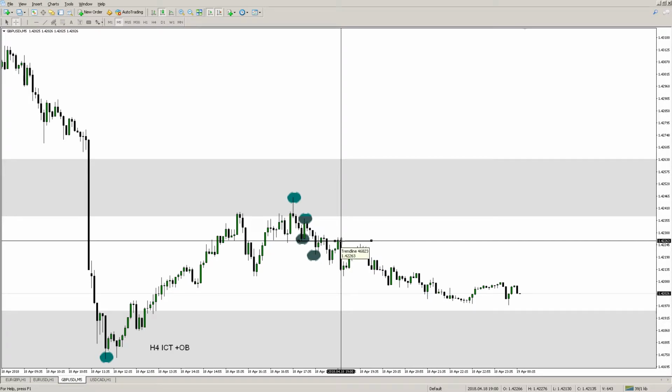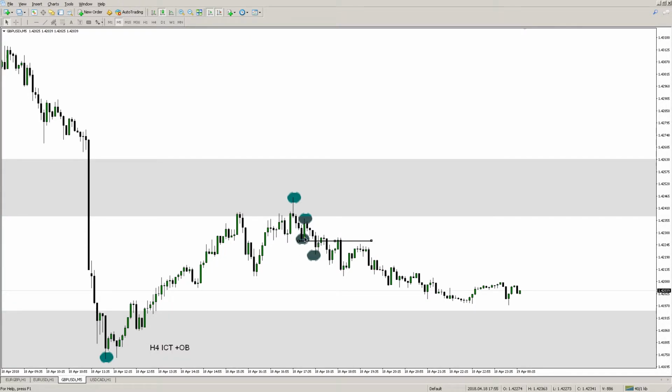So if you would have got on here, you would have just targeted each swing low on a lower time frame because this is just a shorter term trade. 16 pips, 21 pips. We haven't reached this one yet, but this will be 40 pips if it gets down there.